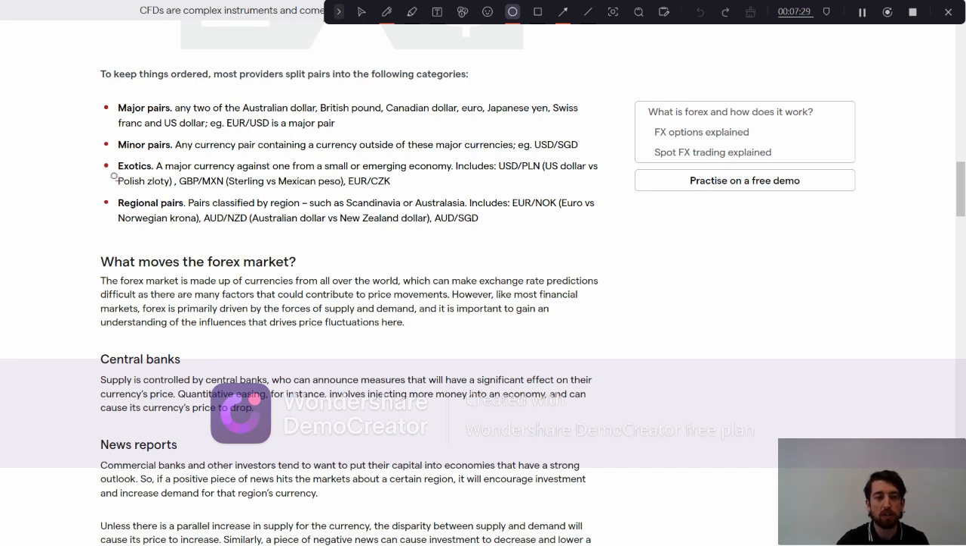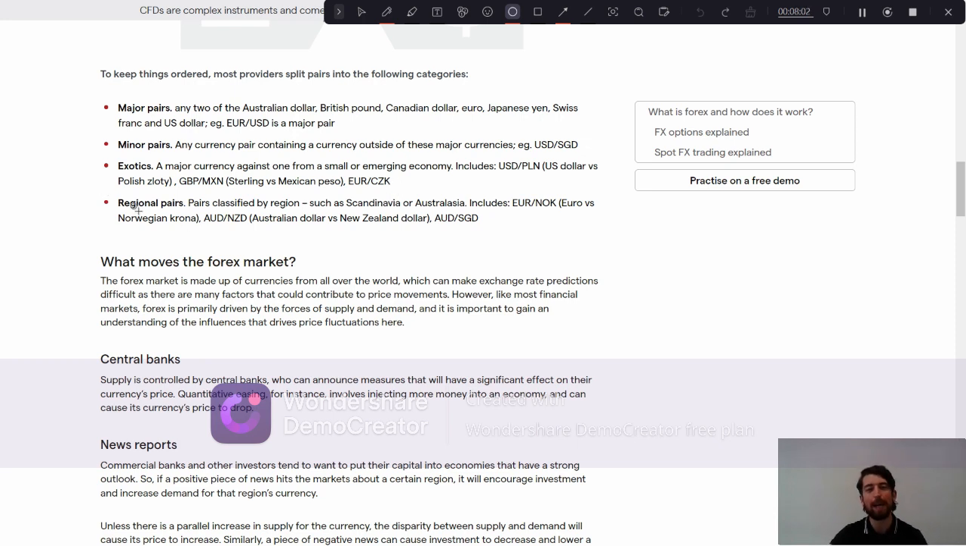We can then come on to exotics. So it's basically a major currency against one form of smaller emerging economy. Now, this doesn't include minor pairs, right? So if you had NZD-USD, which is the New Zealand dollar versus the US dollar, that's not an exotic pair. What we would be looking at here is something like the Polish zloty or the sterling versus the Mexican peso, or even the euro versus the Czech currency.